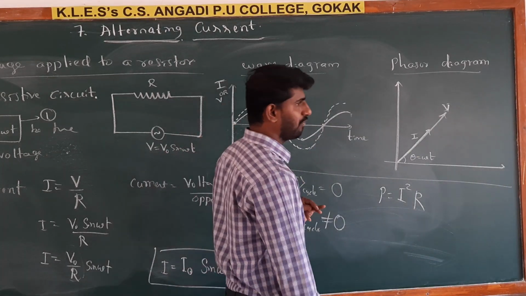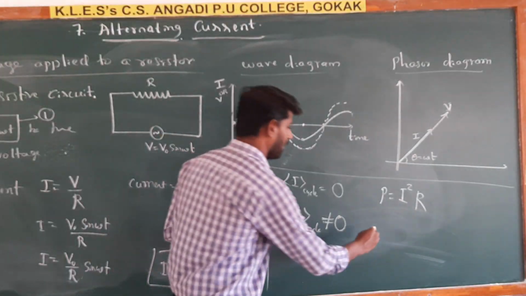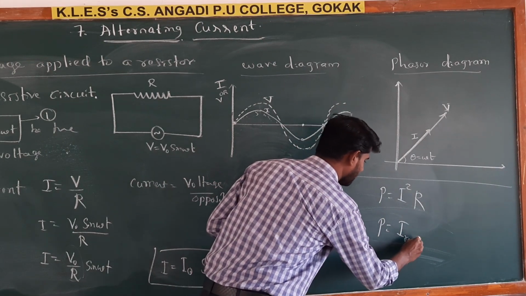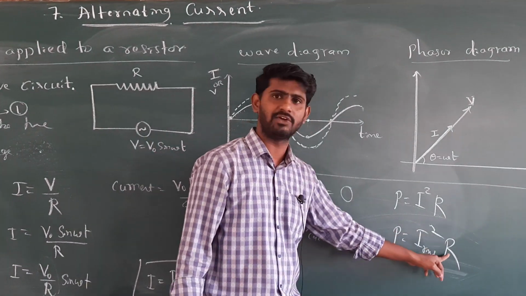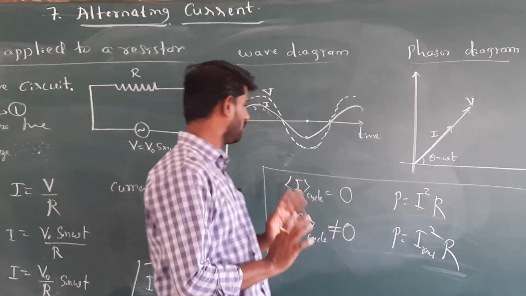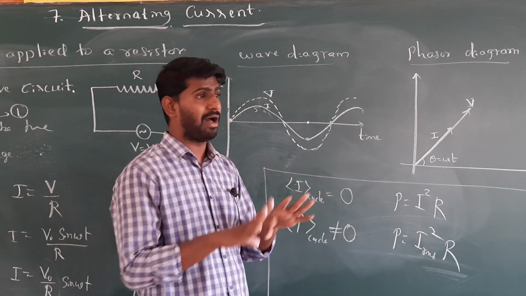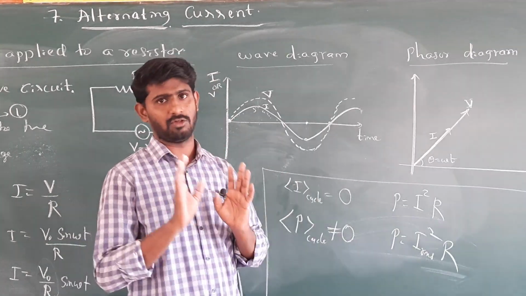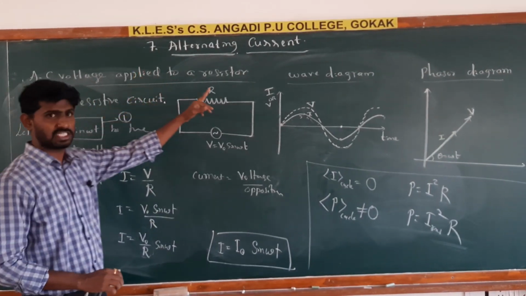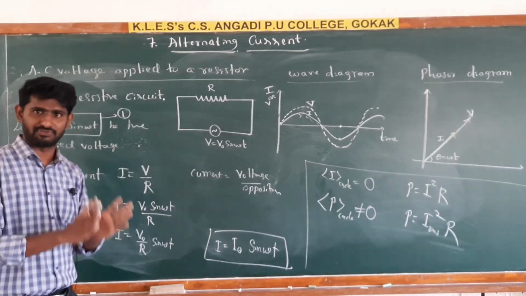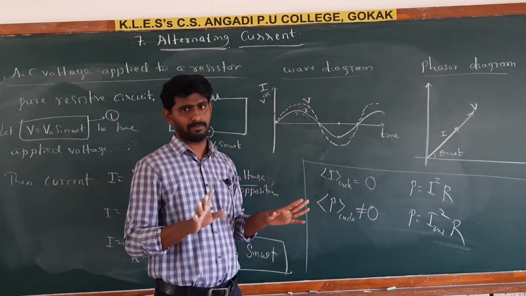And if you want to get the average power, there is one more way. That is P is equal to the RMS value of current squared times the resistor, so that gives the power as I RMS square into R. So the conclusion is the mean value of current over a complete cycle is 0, but the power over a complete cycle is not equal to 0. Okay, so this is about the resistive circuit. Whenever a voltage is applied to a resistor, the voltage and current will be in the same phase. There is no phase difference. Both will attain the maximum value and minimum value at the same time.